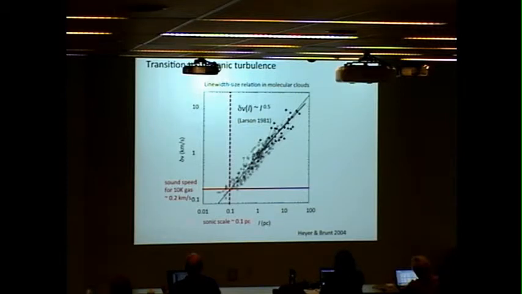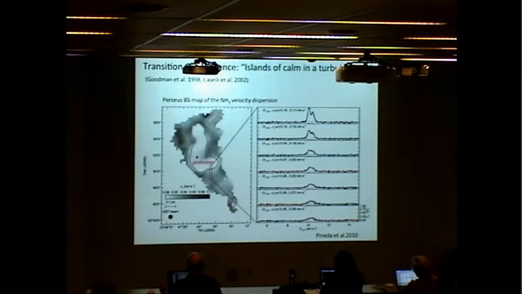So we don't resolve these scales, okay? Even with the highest resolution cosmological simulations that we have today, we don't resolve those scales. So we are in the supersonically turbulent regime, okay? Now, what does this have to do with star formation? Well, it has been argued that stars actually form in regions where this transition to subsonic turbulence has occurred.